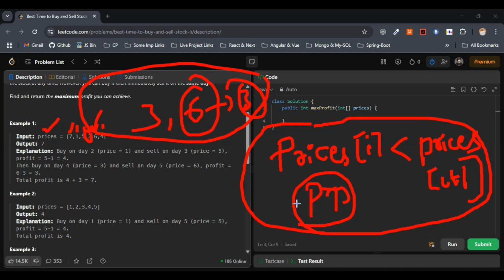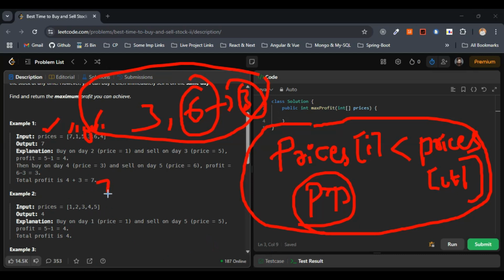So the next step here is that we will buy at prices[i] and sell at prices[i+1]. We have already discussed this one, and then we will add prices[i+1] minus prices[i] to the profit. So suppose, for example, first we will buy at 1.